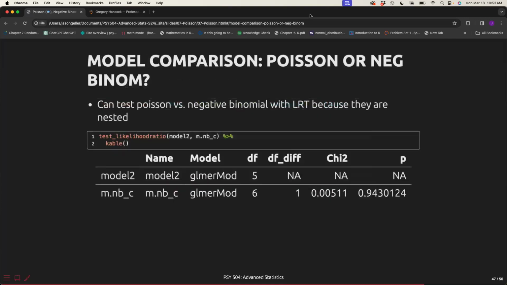So you might be asking, do I run a Poisson model or do I run a negative binomial model? We can actually do model comparisons because these are nested models, right? The models are the exact same. The negative binomial model just adds an extra dispersion parameter. So these are nested, so we could perform a likelihood ratio test here. And what we see is that the p-value is 9.43. So the chi-square test is not statistically significant.